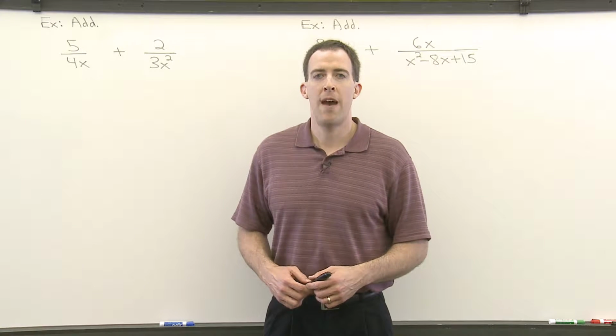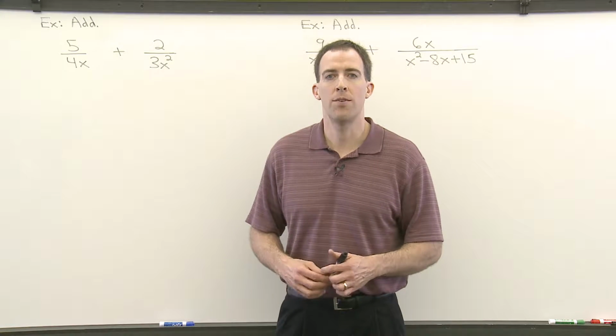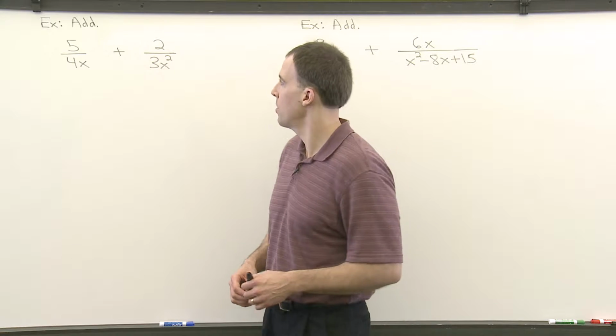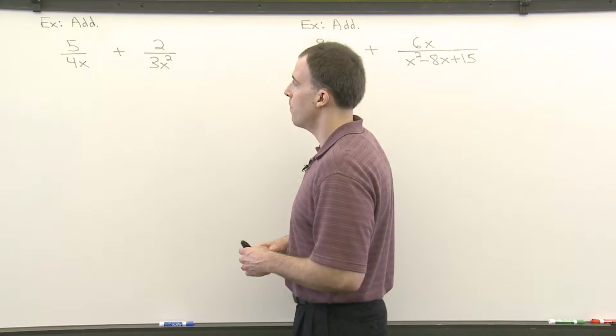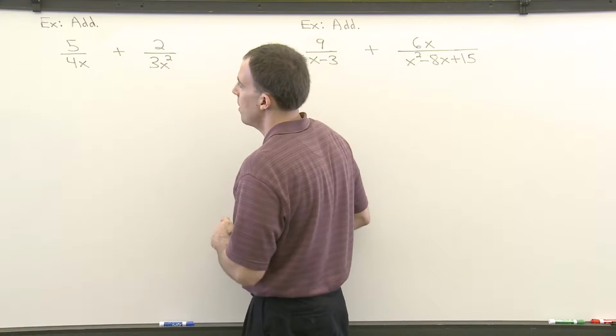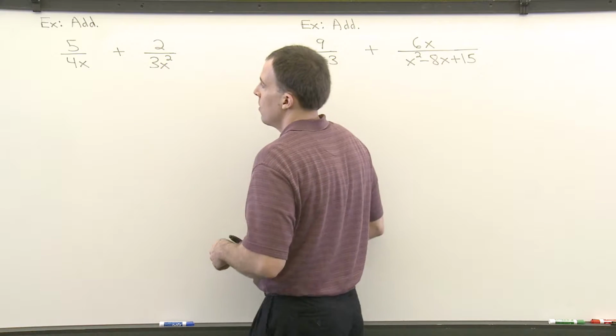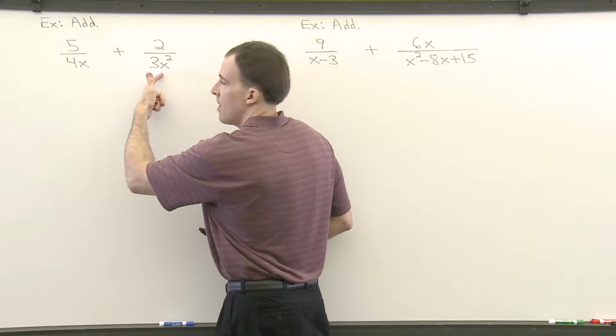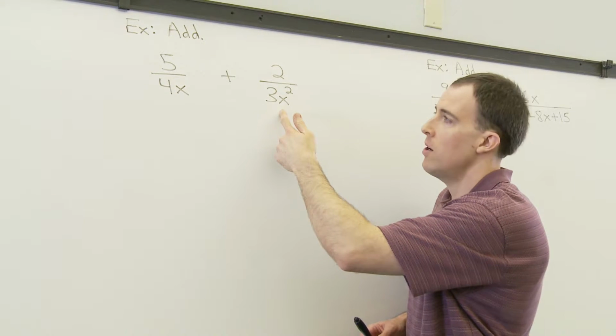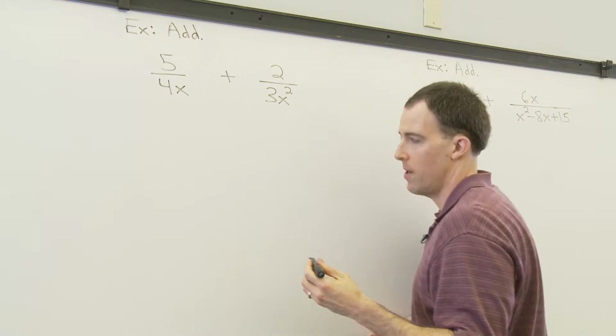Here are some examples of adding two rational expressions that have different denominators, or unlike denominators. In this first one, we've got 5 over 4x plus 2 over 3x squared, and we're told to add. So notice first of all that the denominators are not the same. We don't have a common denominator yet, so we've got to get a common denominator.